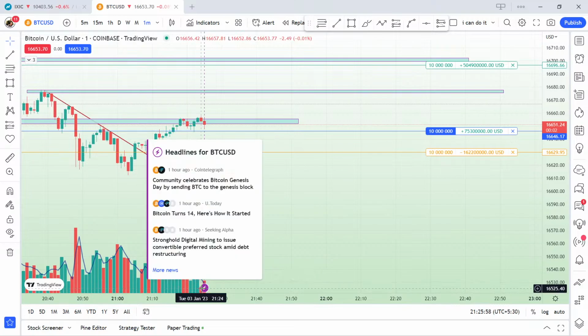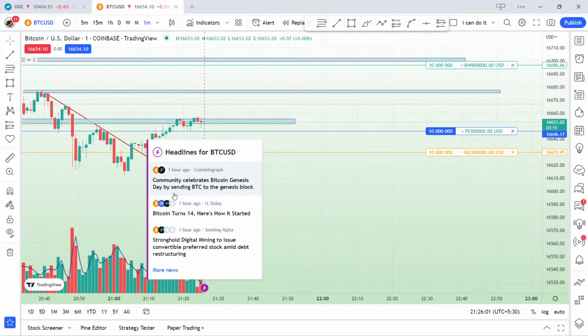this thing, keeps on coming up with this with Bitcoin Genesis, by the way, Bitcoin Genesis. Blocks, Bitcoin turns 14, here's how it started. Strongholds. Okay, thank you.